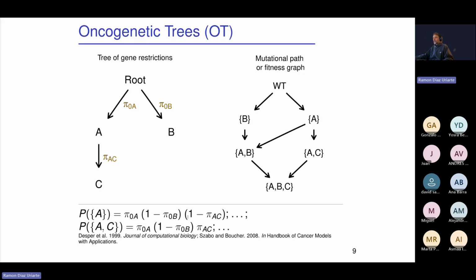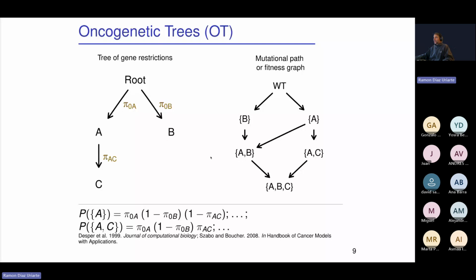This was one of the first, it was actually the first computational model for these types of problems. On the left, we use a tree to specify the restrictions in how mutations can be accumulated. This tree is telling us that gaining A and gaining B are independent of each other because none of them depend on the other, but gaining C requires A. An arrow denotes direct dependency.